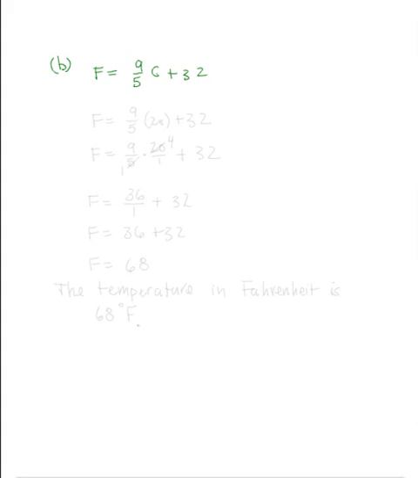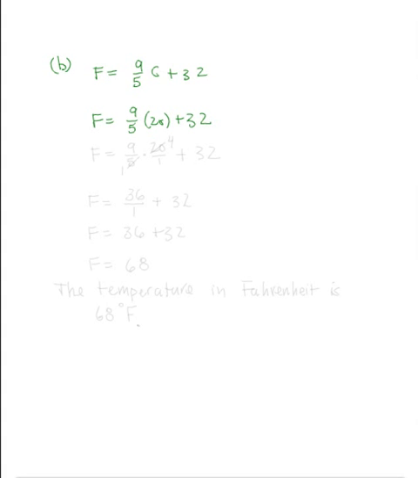For this problem, we are told that c is 20 degrees. The reason we know that is because it says if the outside temperature is 20 degrees C, 20 degrees Celsius. Well, Celsius in this particular problem is represented by the variable c. So anywhere we have the variable c, we're now going to replace it with the number 20. This will give us f is equal to 9/5 times 20 plus 32.